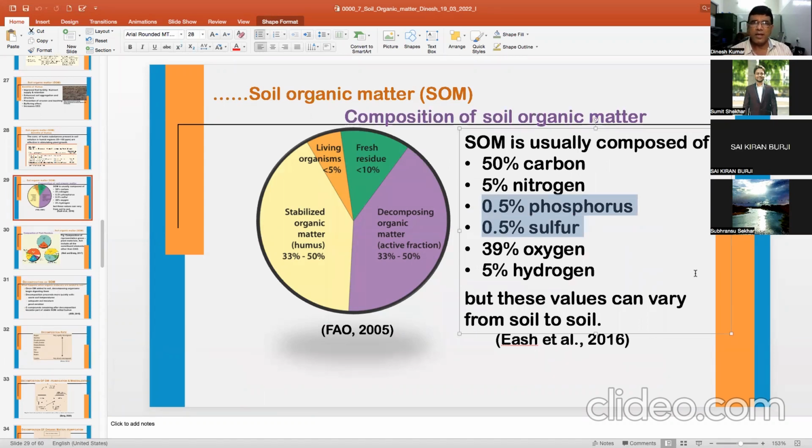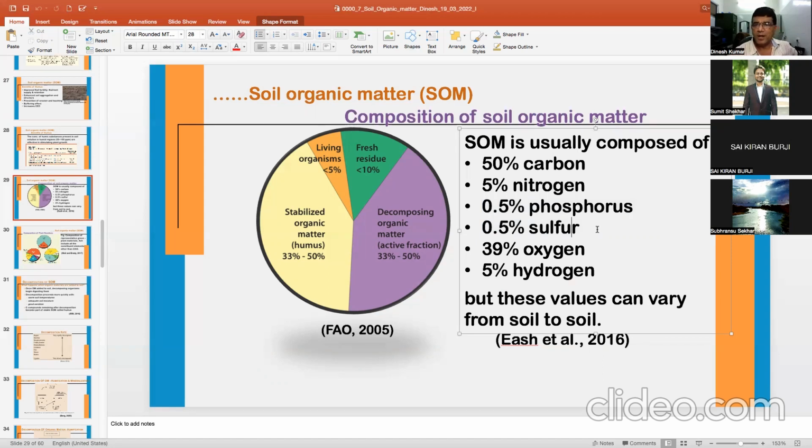Take any seed, take any straw, etc. Normally, phosphorus and sulfur behave like brothers. Their concentration is roughly the same. I'm not saying that it is always so, but as a student, you can have a general idea in your mind that phosphorus and sulfur concentration in different plant tissues and parts is almost the same. So 0.5% sulfur, 39% oxygen, 5% hydrogen. This is the typical composition of organic matter.